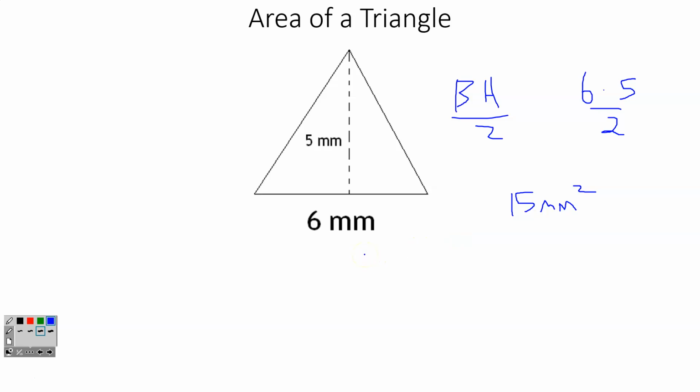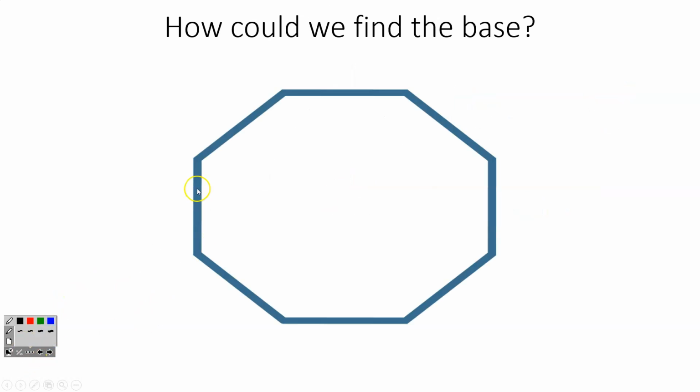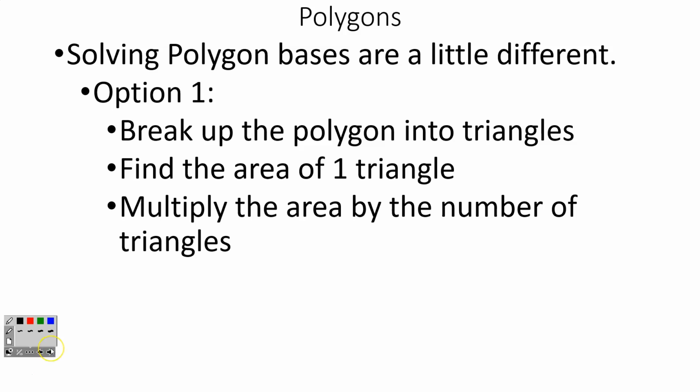So hopefully you guys are okay with that. You've been doing area of a triangle for a couple of years now. What we're going to do now is try to figure out how to find area of this. So there's a couple things that we can do. So option 1 is something that you learned last year. You can break up the polygon into triangles, which is why we're having you practice area of a triangle. Find that area of the one triangle and then multiply by the number of triangles. So that's what you did last year.